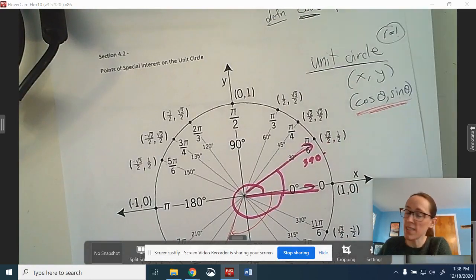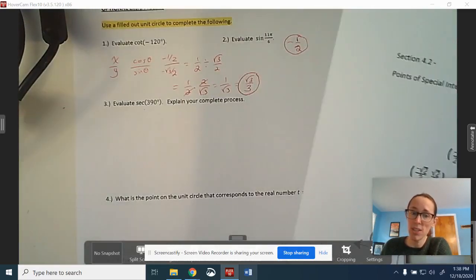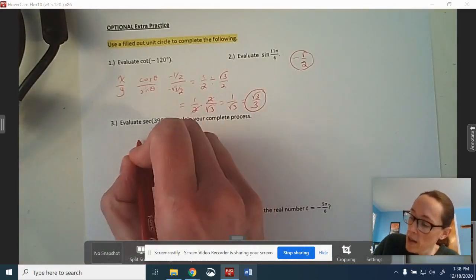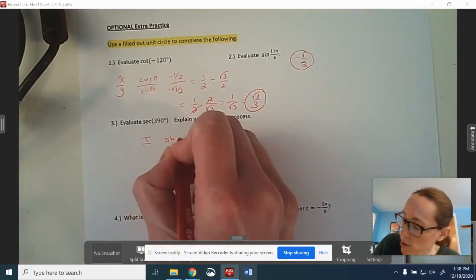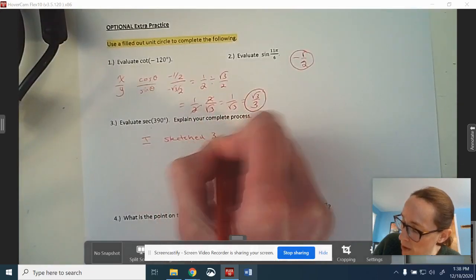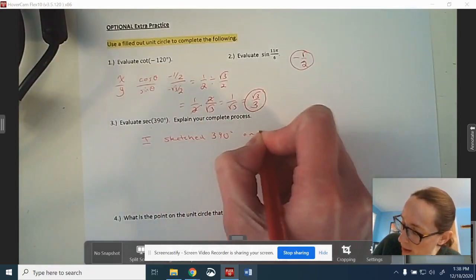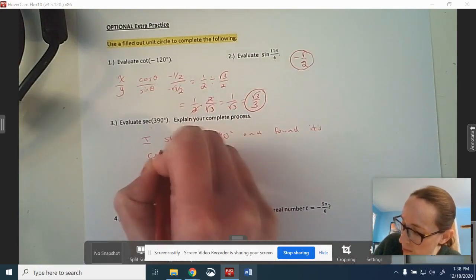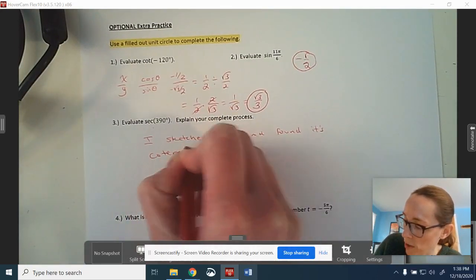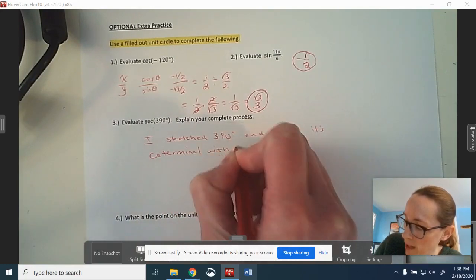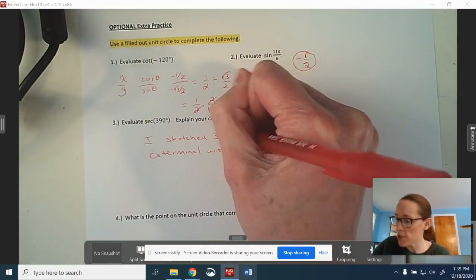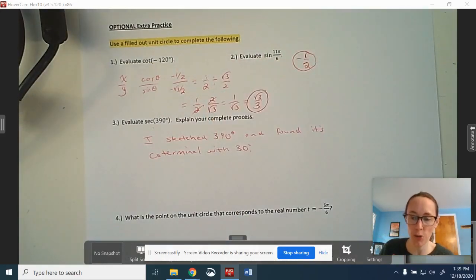Okay, but this one says to explain your complete process. So in addition to actually doing the work, we need some words here to talk about what's happening. So first I sketched 390 and found it's coterminal with 30 degrees. You don't have to have that exact sentence. You can, of course, write that out in all different wording. But the first thing you need to establish is that you're going to use the ordered pair for 30 degrees.